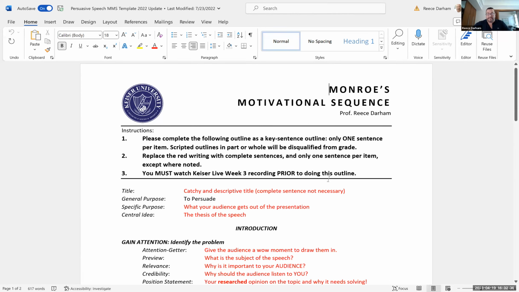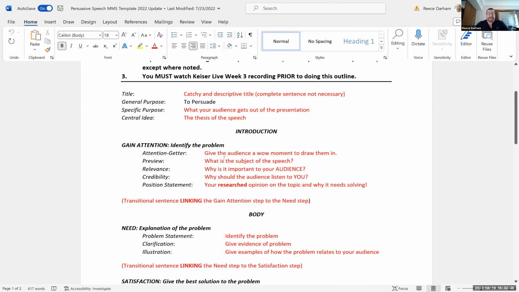You will actually only start going over the actual speech itself with the gain attention step. So here is where you will identify the problem. So 5 elements here. I want you to start with an attention getter.